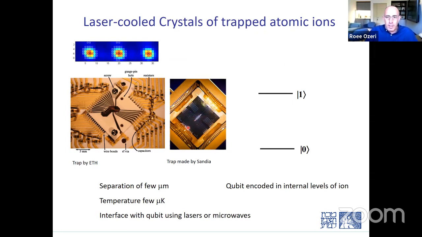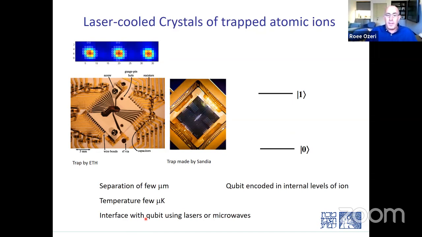And what you see here is a fluorescence image of three trapped ions. Typical distances between ions in a crystal are a few micrometers. We laser cool them to the microkelvin range. We use these for the purpose of quantum computing. We encode qubits in the internal levels of these ions. These can be either microwave split levels such as Zeeman or hyperfine transitions, or these can also be different electronic levels that are separated by optical transition frequencies.